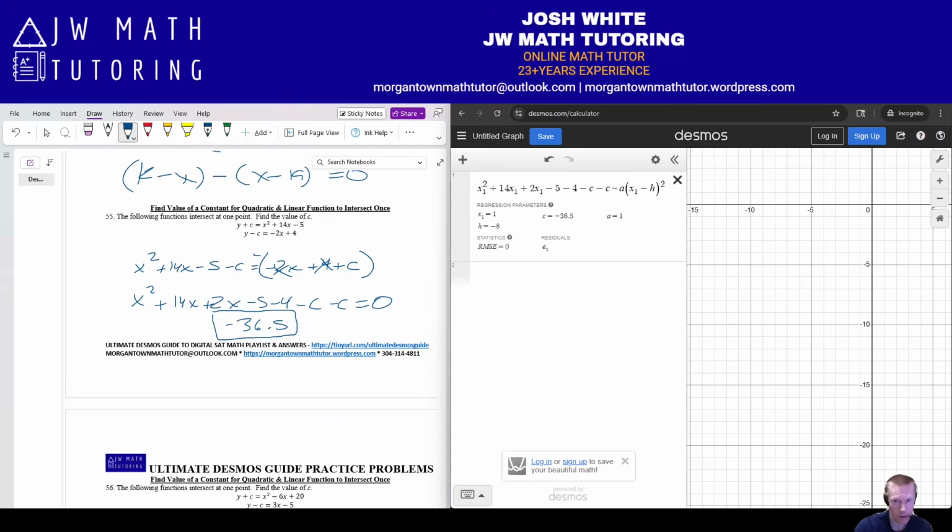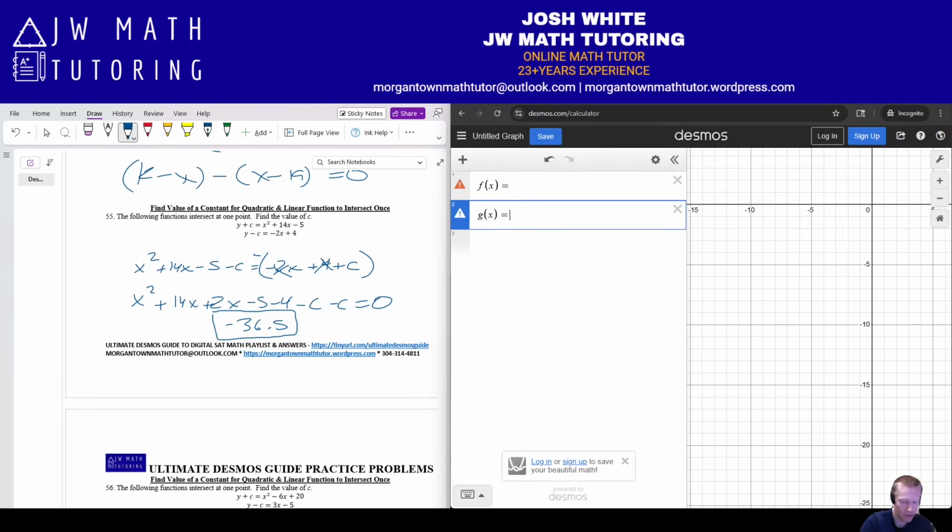Okay, and again, both of them need to be entered in the form f of x equals and g of x equals. That means it needs to be y equals on one side. So we have to do what I did originally, which is just put a minus c here and put a plus c here. And then I'm going to graph the top one as f of x and the bottom one as g of x.